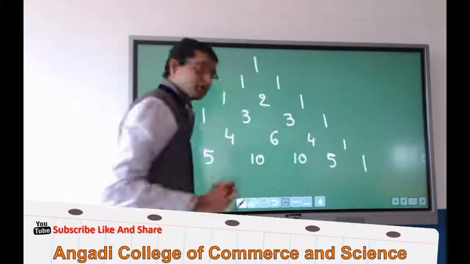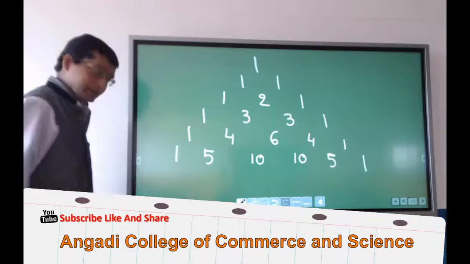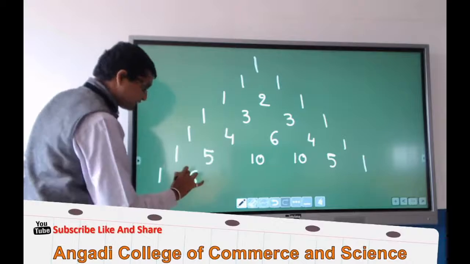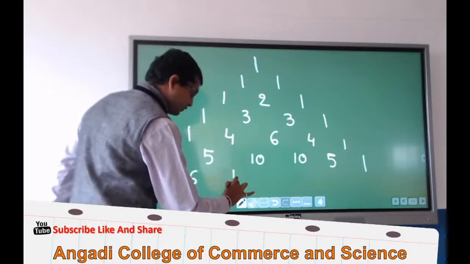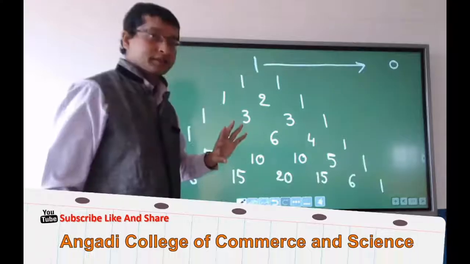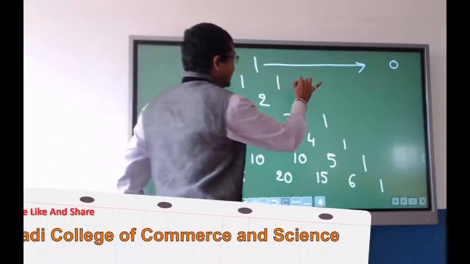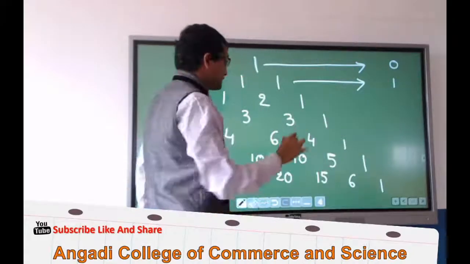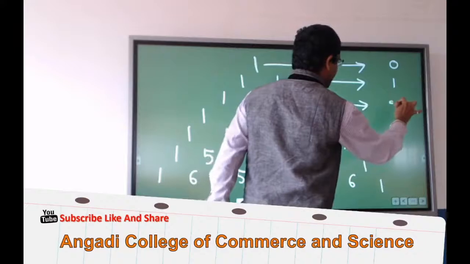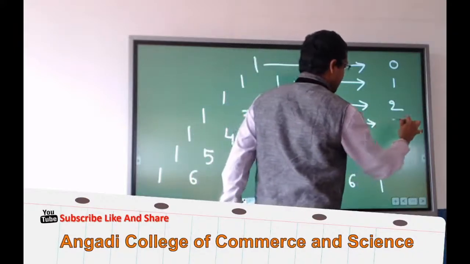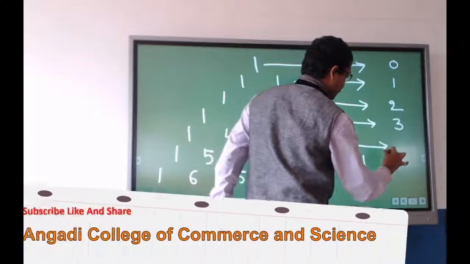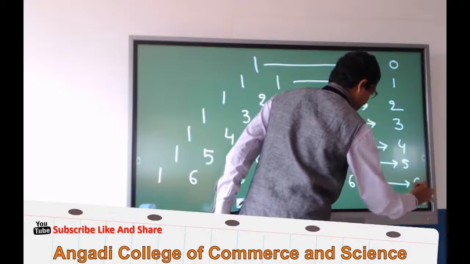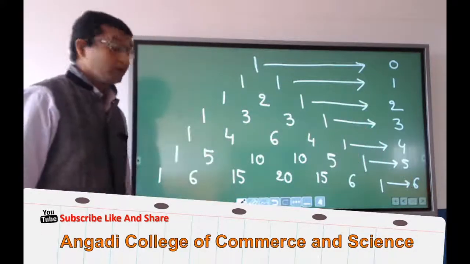Next 1. Similarly, one more line we can write. It is 1. 1 plus 5, 6. 5 plus 10, 15. 10. Yes. Next we can write: this is degree 1. This is degree 2. This is 3. This will be the 4. This is 5, and this will be the 6. So this is the construction of a Pascal triangle.